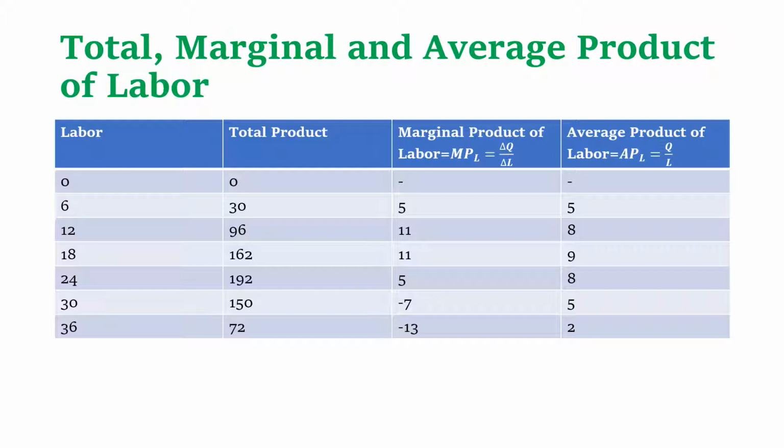You will see total product increasing. It increases from 0 to 30. And then when it employs more workers, up to 12, what do you notice here? It increases rapidly again to 96. So you notice that with every additional worker, the total product is going to increase at an increasing rate.